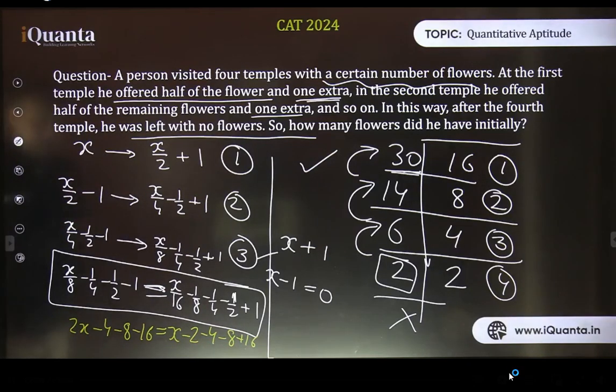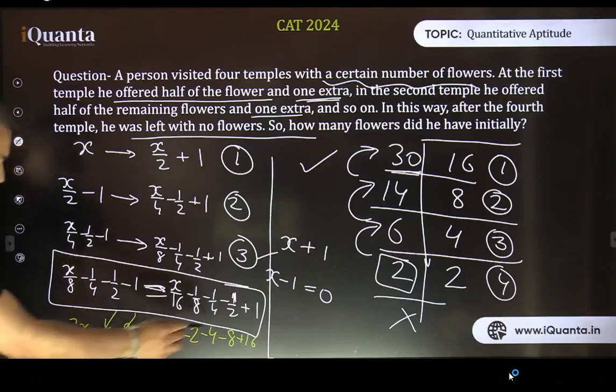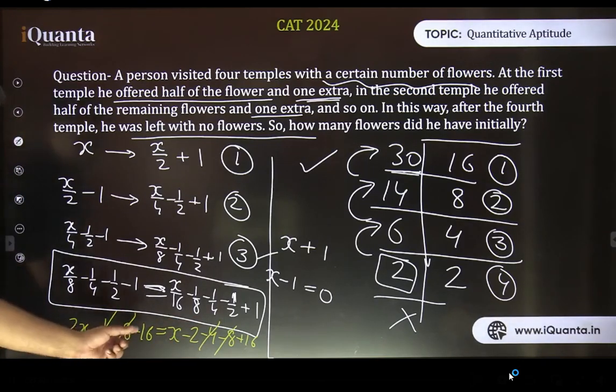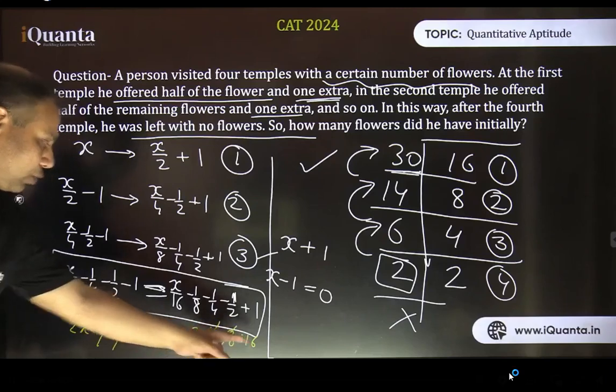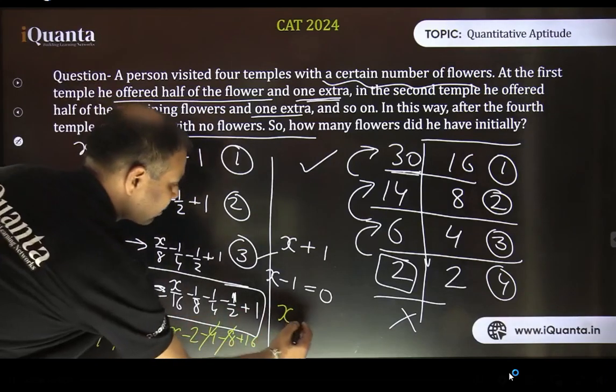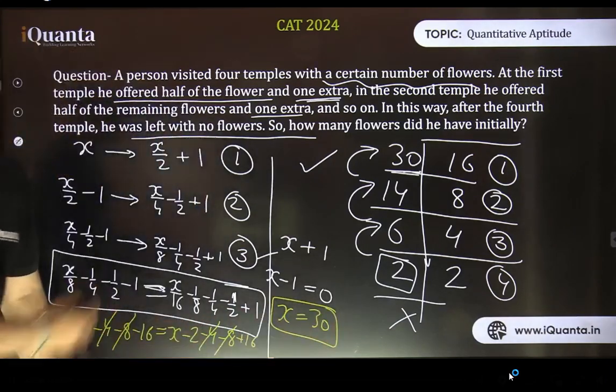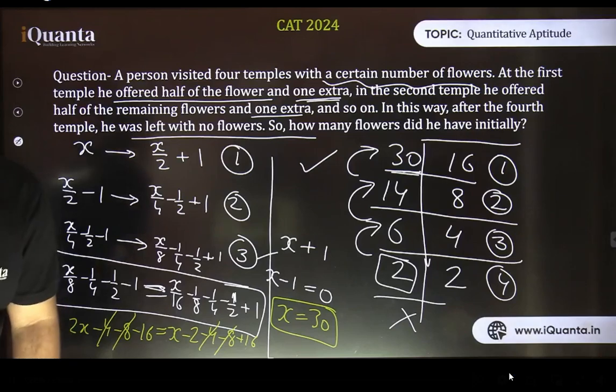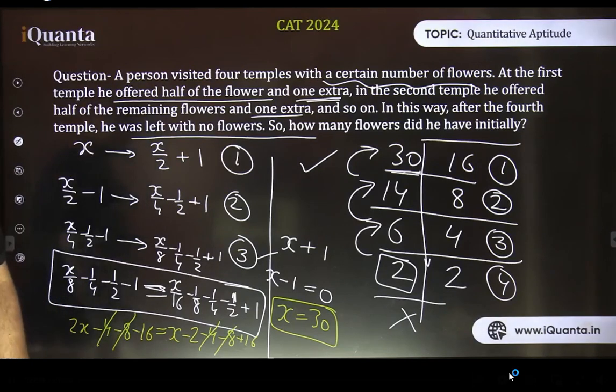Whatever can be cancelled, let's cancel. So minus 4 minus 8 can be cancelled. 2x minus x would be x only. And let's take this minus 16 on the other side. So 16 plus 16, 32. 32 minus 2 is 30. So x comes out to be 30. This is also not very difficult. Right? So that's how this 30 is the answer.